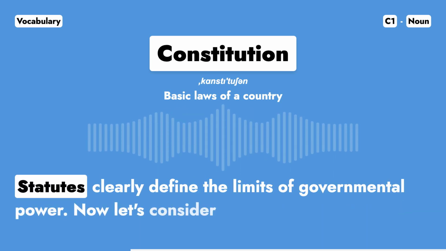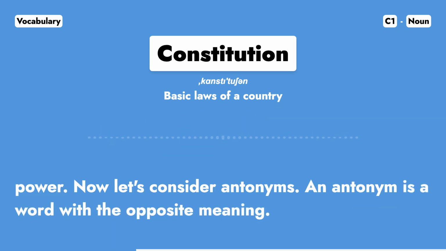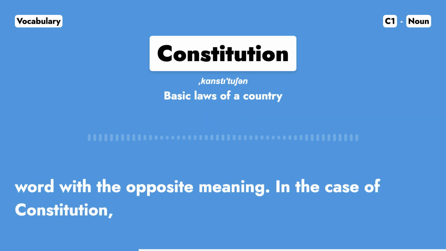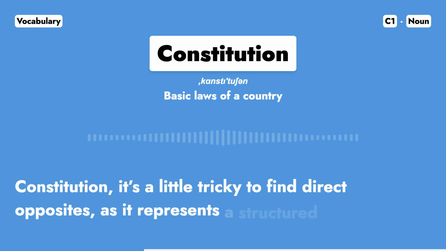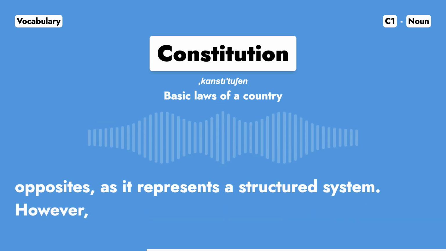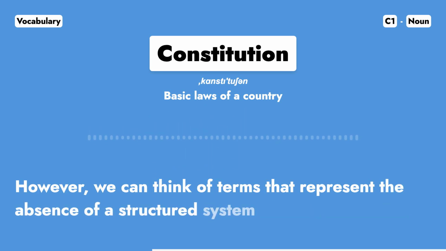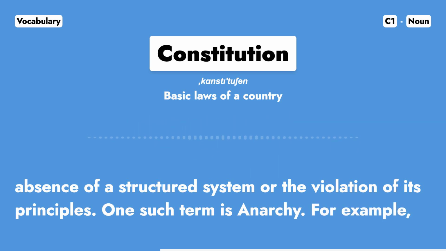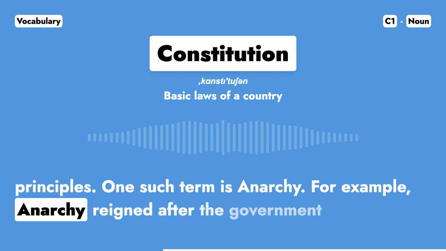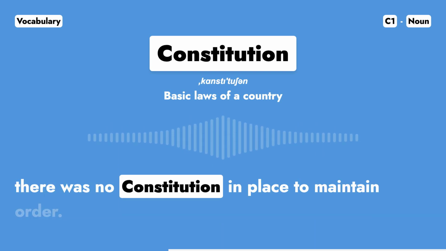Now, let's consider antonyms. An antonym is a word with the opposite meaning. In the case of constitution, it's a little tricky to find direct opposites, as it represents a structured system. However, we can think of terms that represent the absence of a structured system or the violation of its principles. One such term is anarchy. For example, anarchy reigned after the government collapsed, as there was no constitution in place to maintain order.